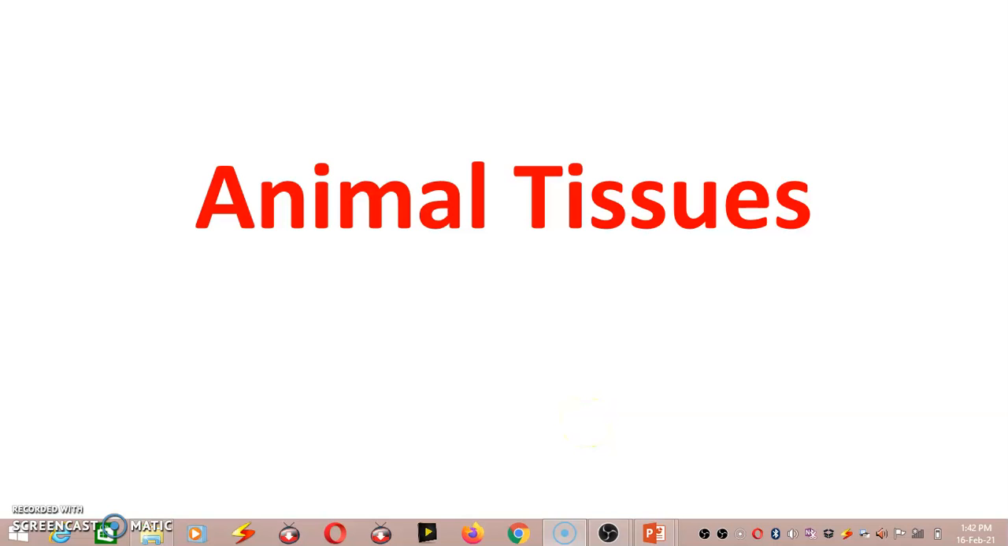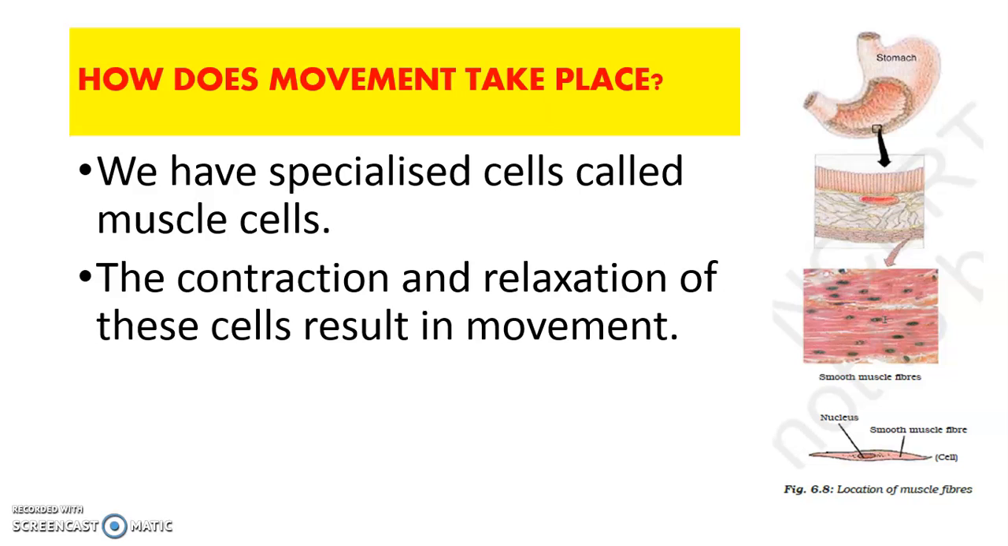Okay children, today we are going to study about animal tissues. Now let's first of all try to understand how does movement take place. In our body we have got specialized cells called muscle cells. The contraction and relaxation of these cells result in movement.